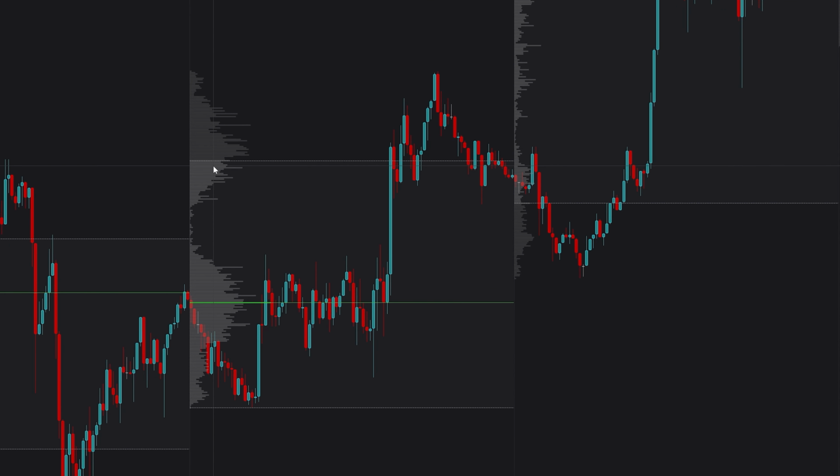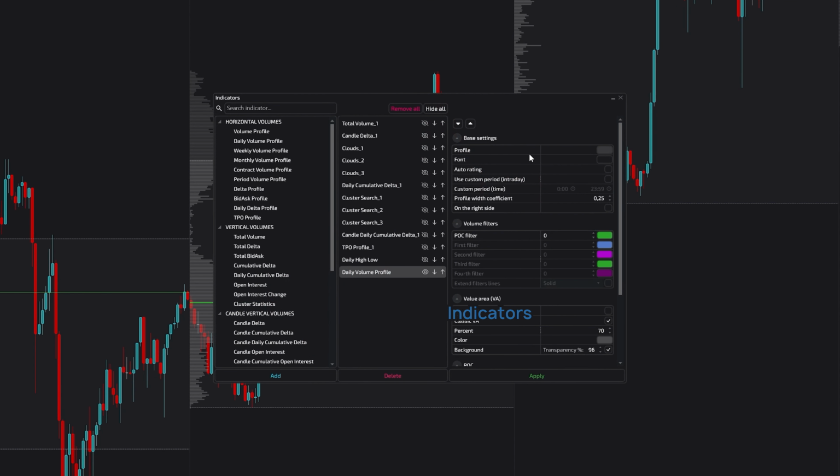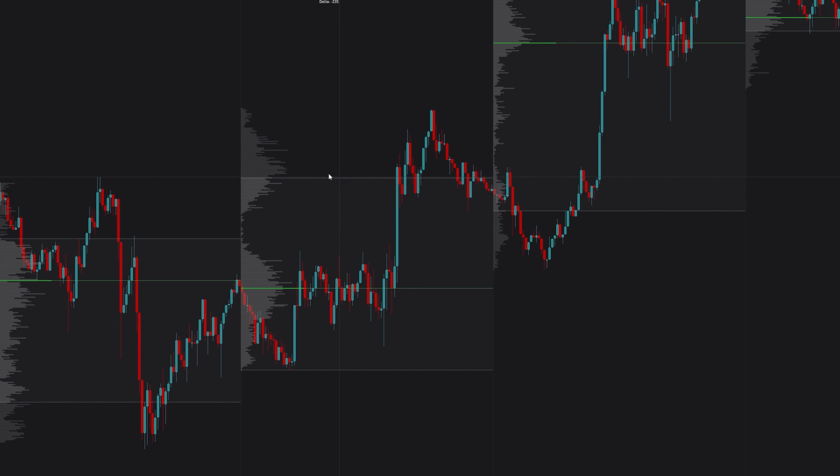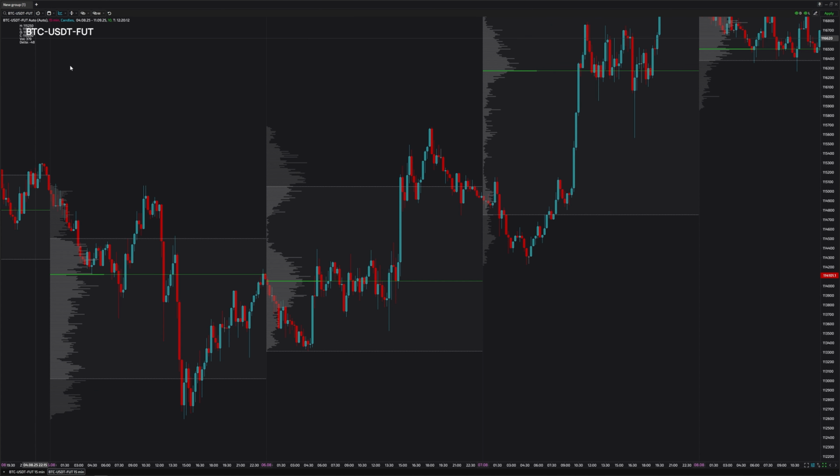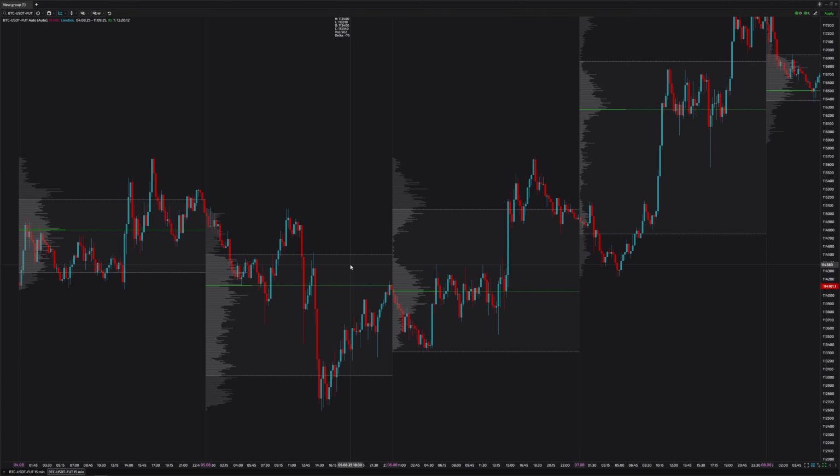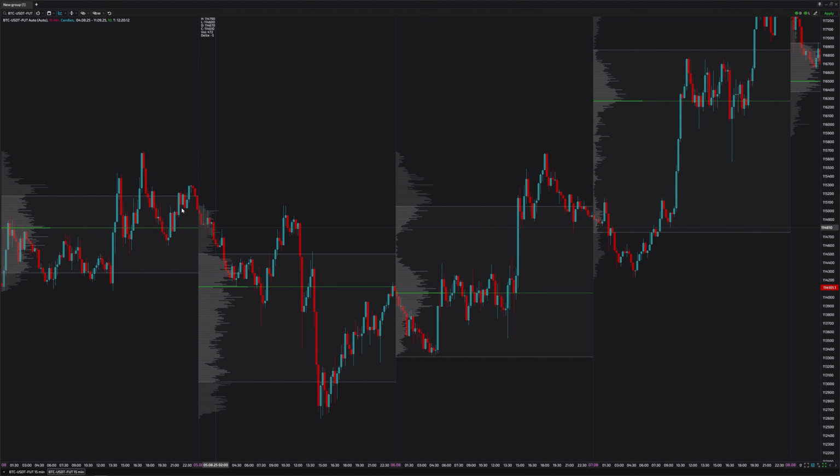This indicator doesn't always need to be built from the start of the day. It can also be applied to custom periods, which is particularly relevant for indices or instruments that don't trade around the clock. However, in our case, we are looking at Bitcoin futures, and we'll build the profile for the entire trading day.